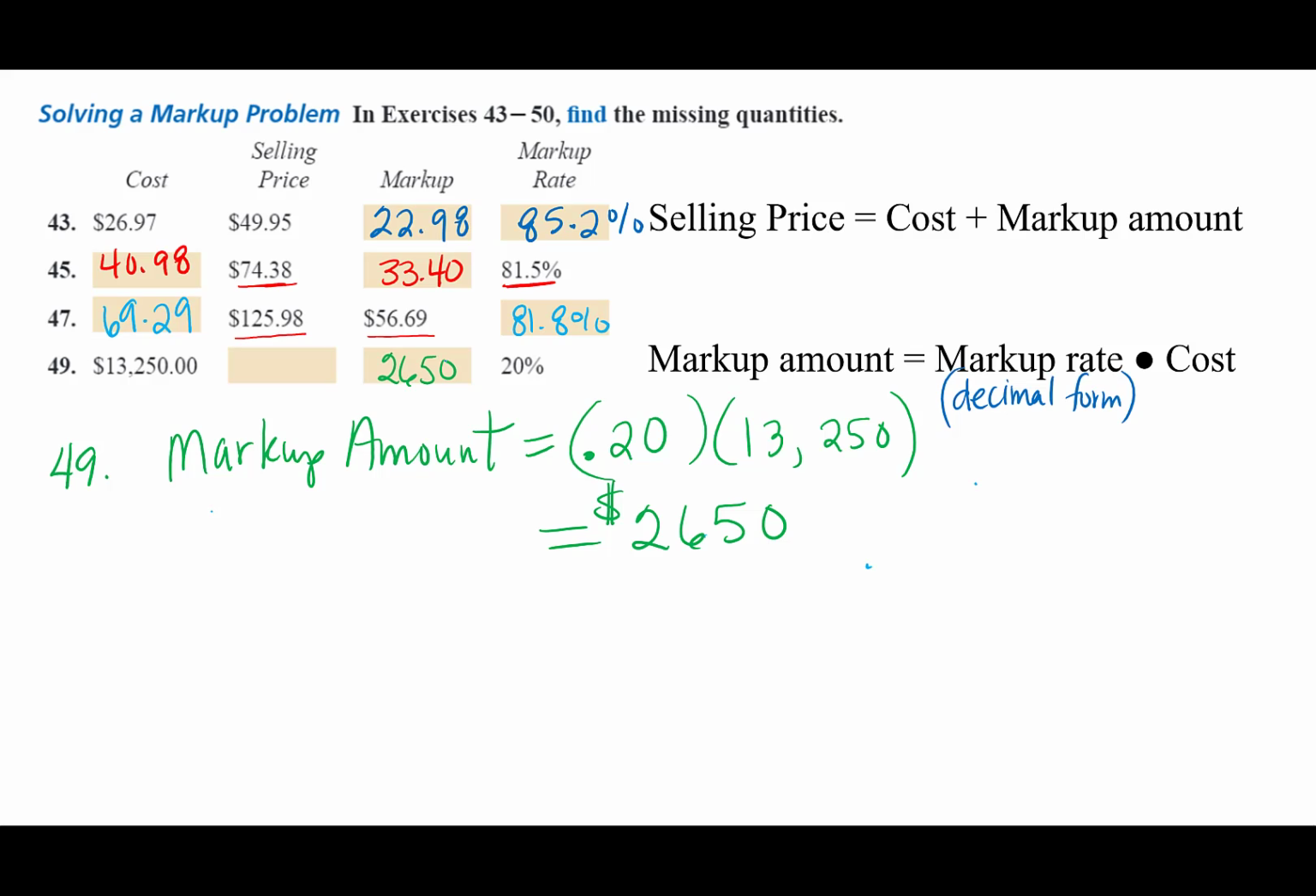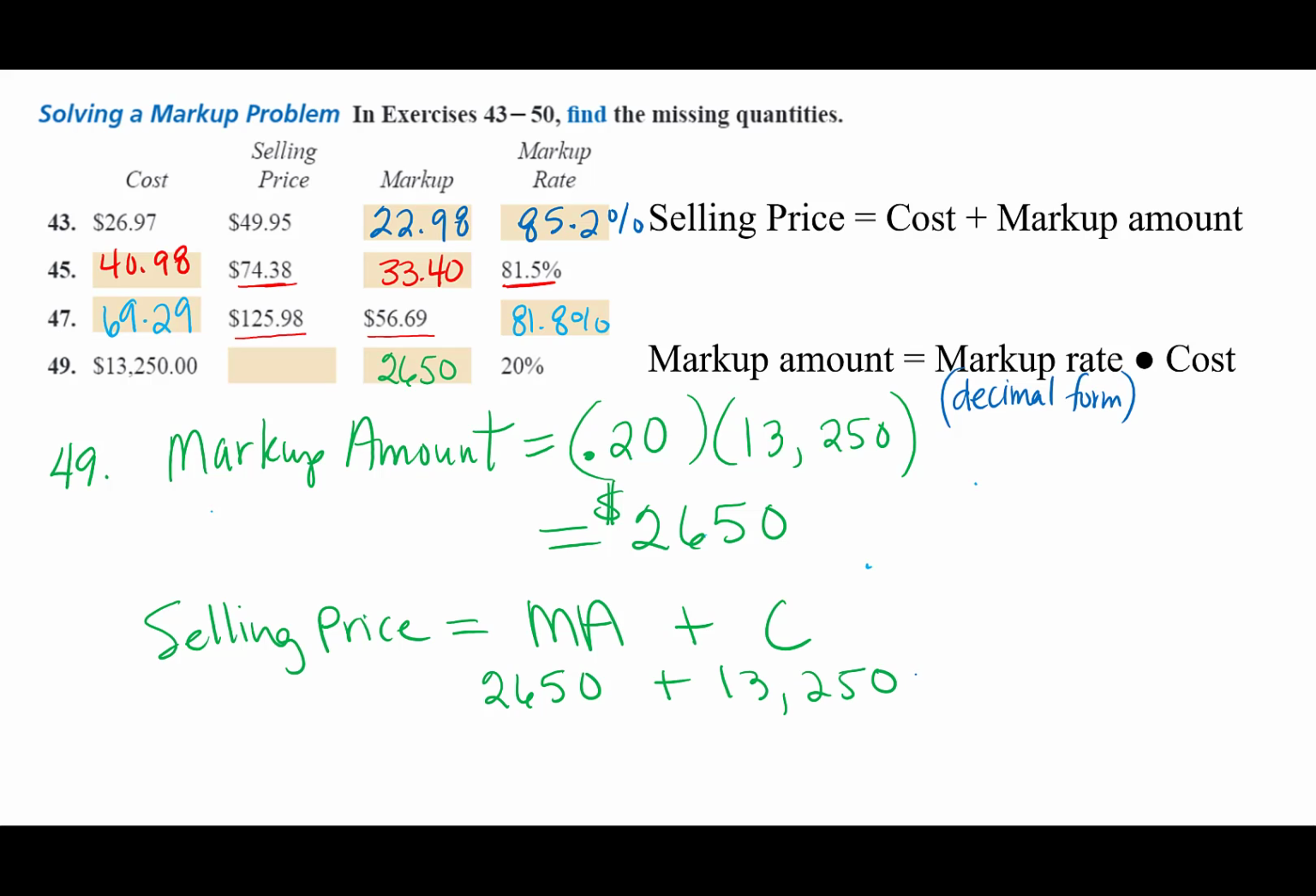So you're going to add that markup amount to the original cost, and that's going to be your selling price. So selling price is the markup amount, I'm going to call it MA, plus the original cost. Okay, let's write that in numbers. It would be $2,650 plus $13,250 equals a selling price of $15,900.